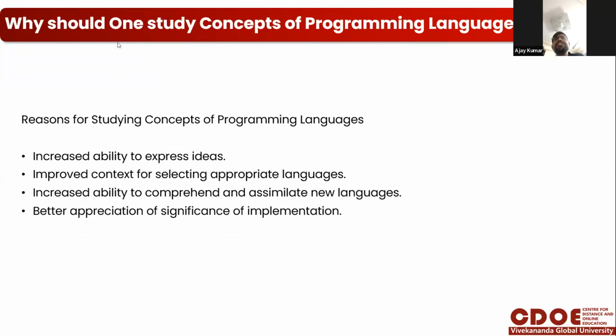The main reasons for studying programming language principles: we learn the parts which are always beneficial for our side, like how we express our ideas. It improves context for selecting appropriate languages. The principles of programming languages guide us to which is good for a website, an application, or any hardware-related software. We require software for every electronic machine, so it is a very important part to choose the language we want to work with.